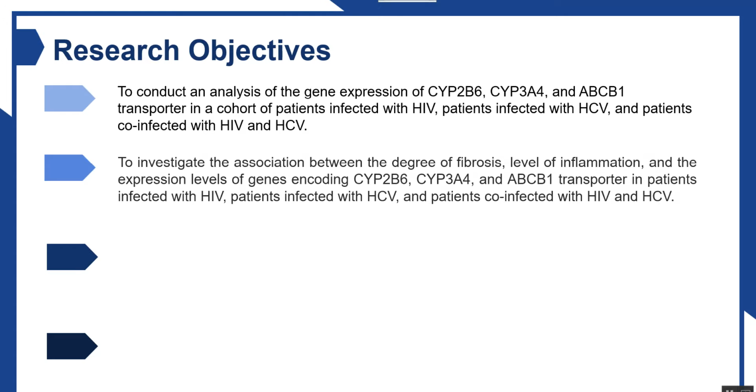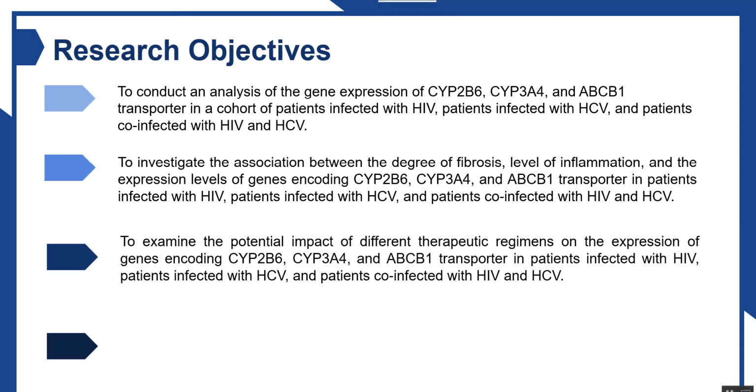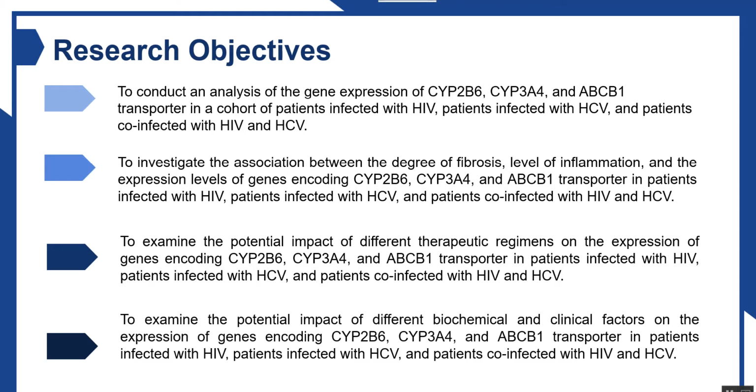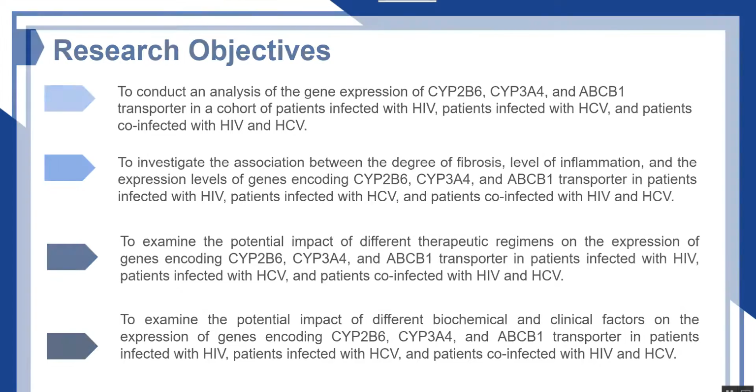Also, to investigate the association between the degree of fibrosis, level of inflammation, and the expression levels of genes of interest in the same patient population. Then, to examine the potential impact of different therapeutic regimens on the expression of genes encoding CYP2B6, 3A4, and ABCB1 in the same patient populations. And finally, to examine the potential impact of different biochemical and clinical factors on the expression of genes of interest, such as CD4 T cell count, BMI, alcohol usage, smoking, and similar.